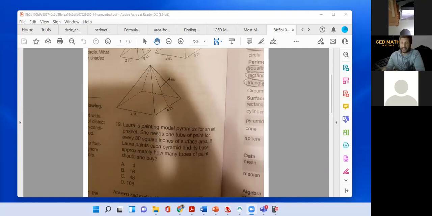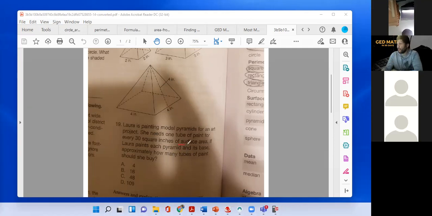So first of all, let me ask the class a question. What's important in that paragraph? What do we know? We know it's a surface area problem. What else do we know? We know it's 30 square inches. So we know each tube of paint is 30 square inches. What else? What's the last thing that we know? Shape. It's a pyramid. It's important that you identify those three things.